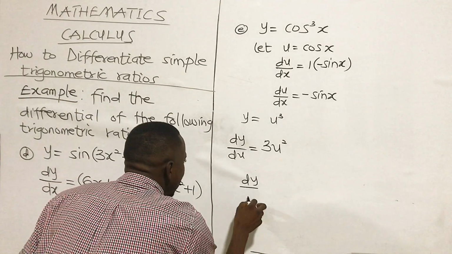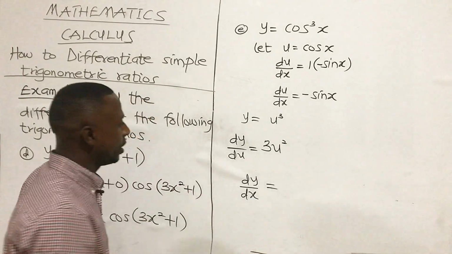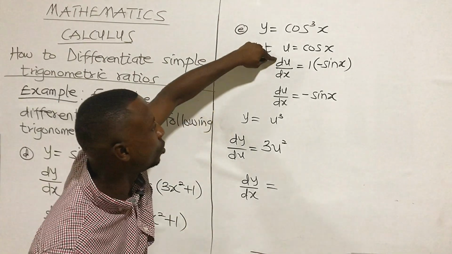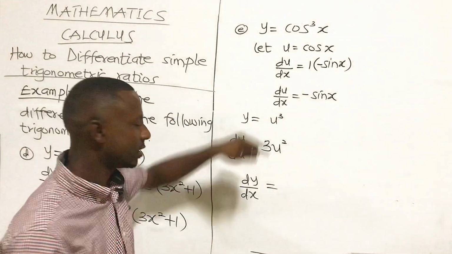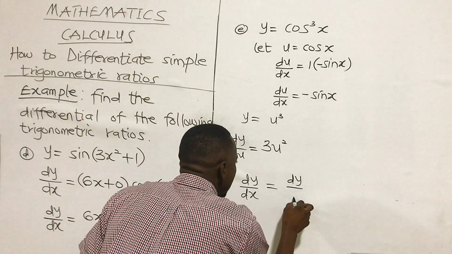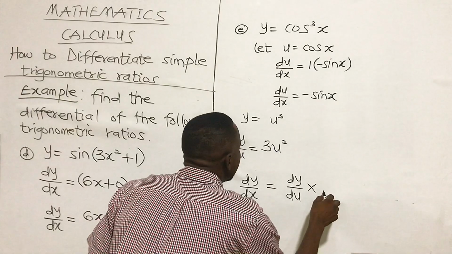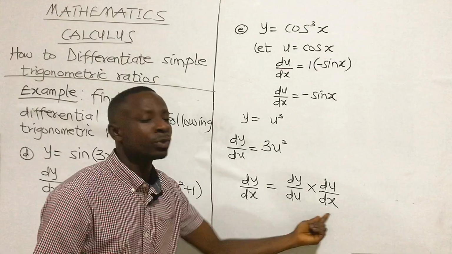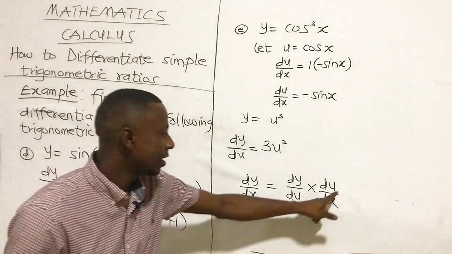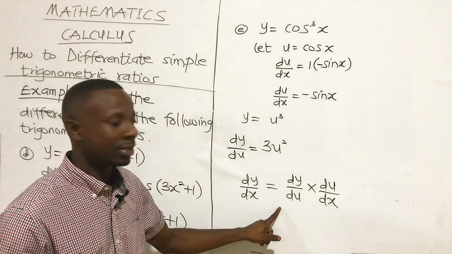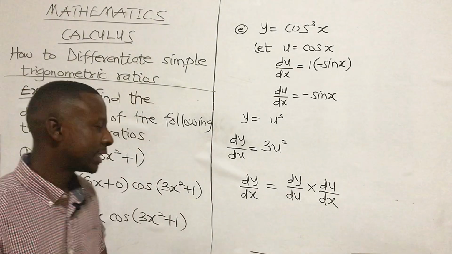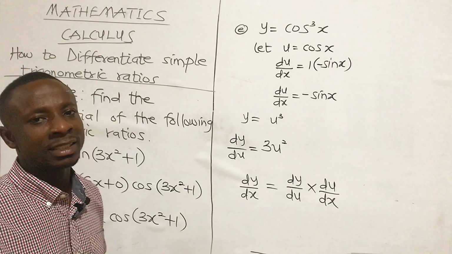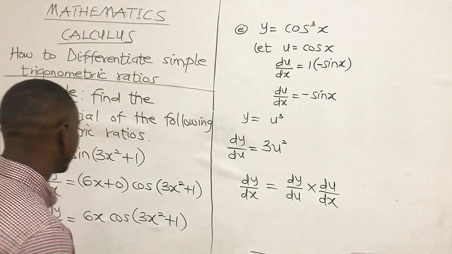So dy over dx is going to be dy over du multiplying du over dx. If you look at what we have done here, it seems like du takes off du, then it's going to be left with dy over dx, just as we are expecting it. So now let's look at how the final answer will be.